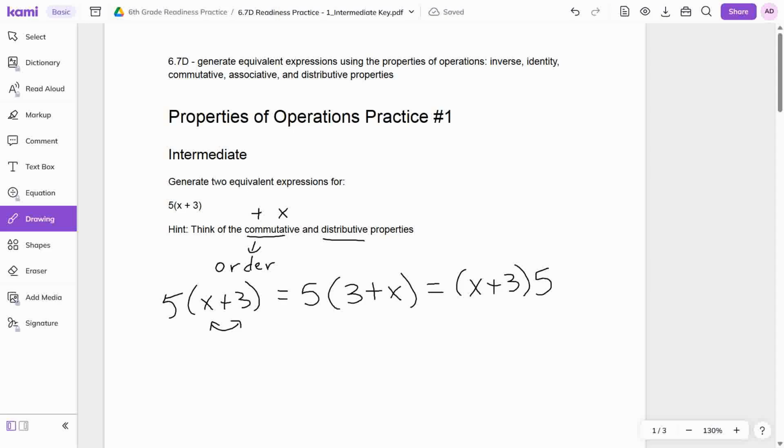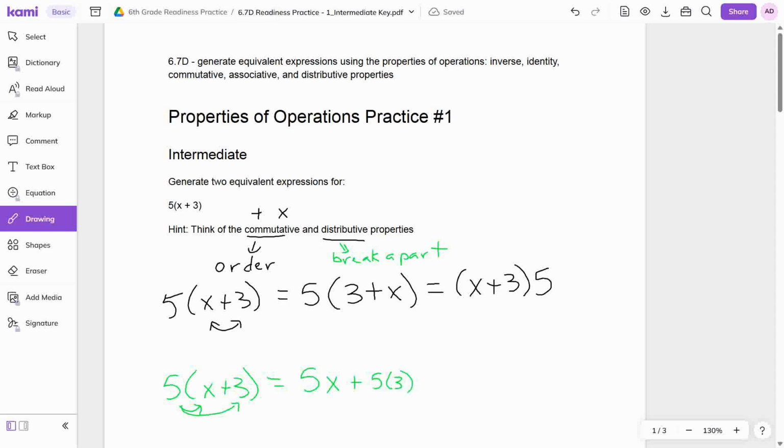That works. Now, let's look at our distributive property. The distributive property is when we break stuff apart. All right, so when we take our 5 and our x plus 3, what we do is take that 5 and multiply by each of the addends on the inside. So it's 5 times x. We still keep that addition in there. And then we do the 5 times the 3.